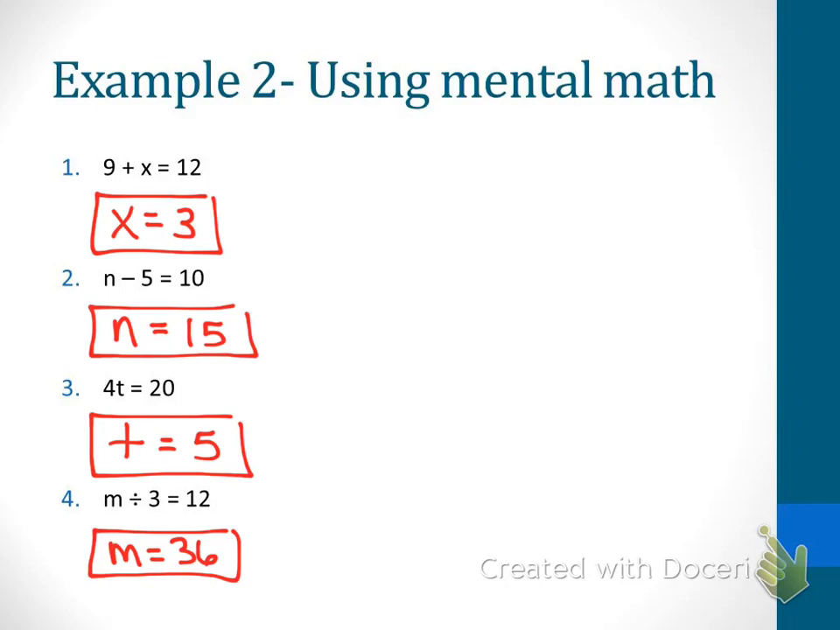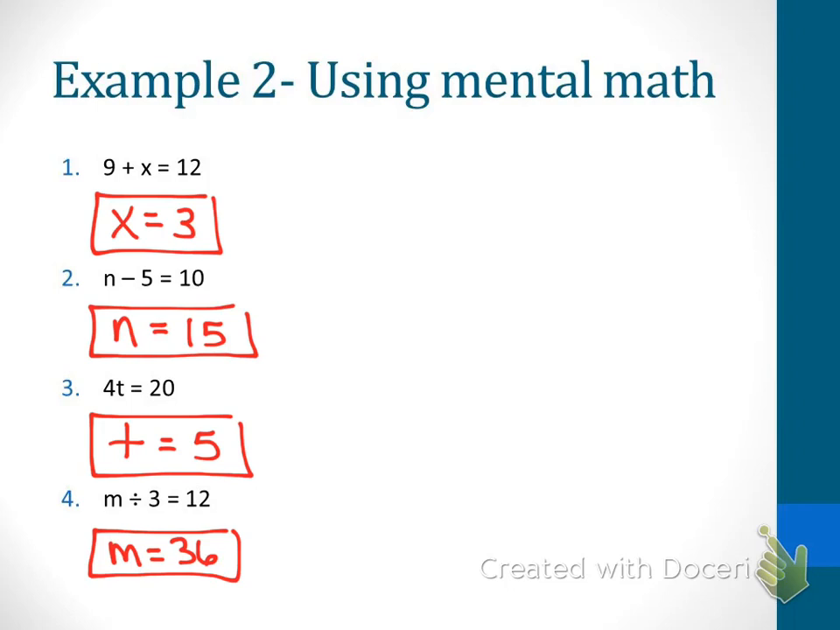On number 3, what operation is in that equation? I'm multiplying, so what's the opposite of multiplying? Dividing, so what's 20 divided by 4? 5. It's 5, very good. And then on the last one, I'm doing what? I'm dividing. What's the opposite of division? Multiplication. So what's 3 times 12? 36, and that's the answer.